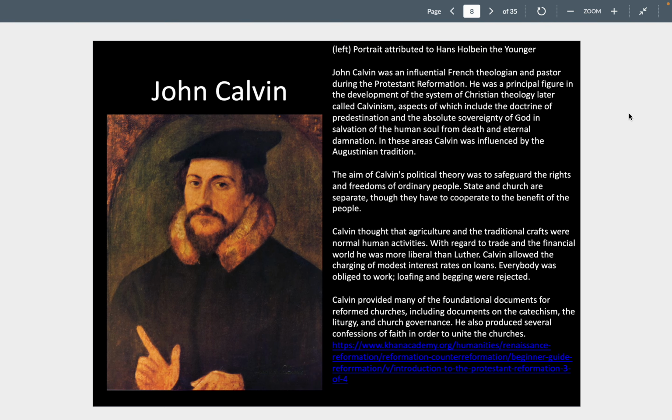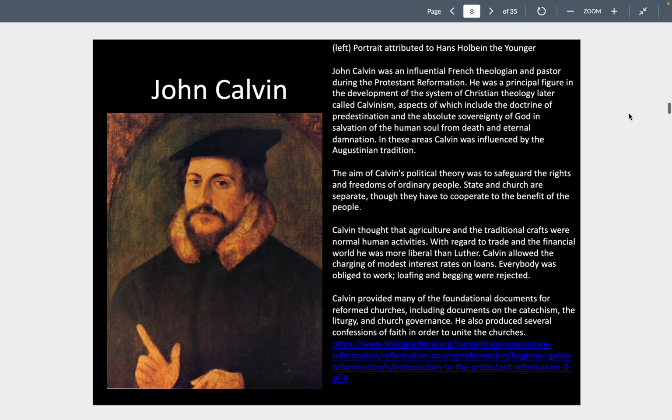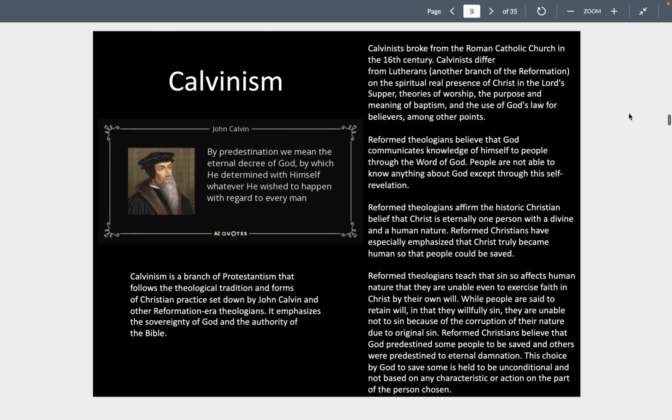So in the spirit of reform, that enlightened Christians could arrive at truth by way of Scripture, this leads others to begin to interpret the Bible. John Calvin is a humanist and a lawyer. He is placing great emphasis on God's omnipotence, and he believes in a doctrine of predestination. So he believes that he should safeguard the rights and the freedom of ordinary people. He believes that state and church are separate, although they have to cooperate. And he also believes in predestination.